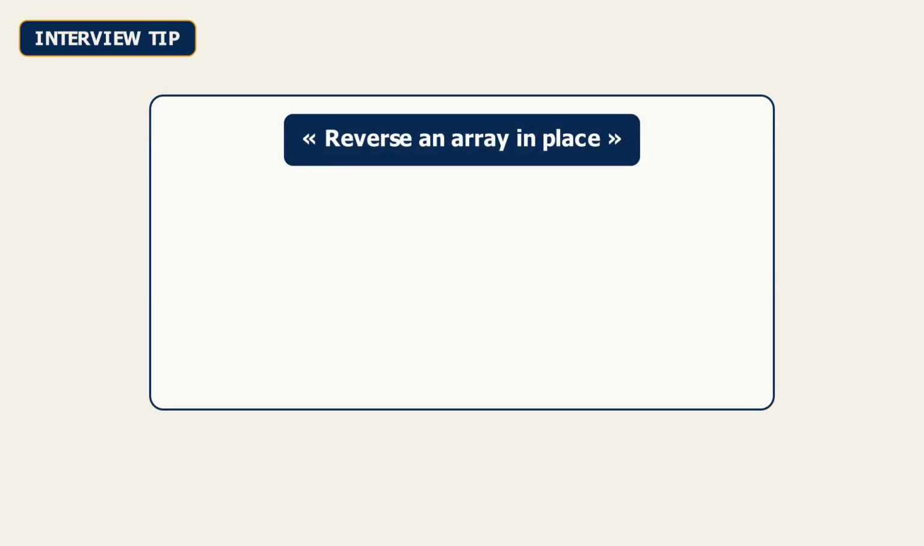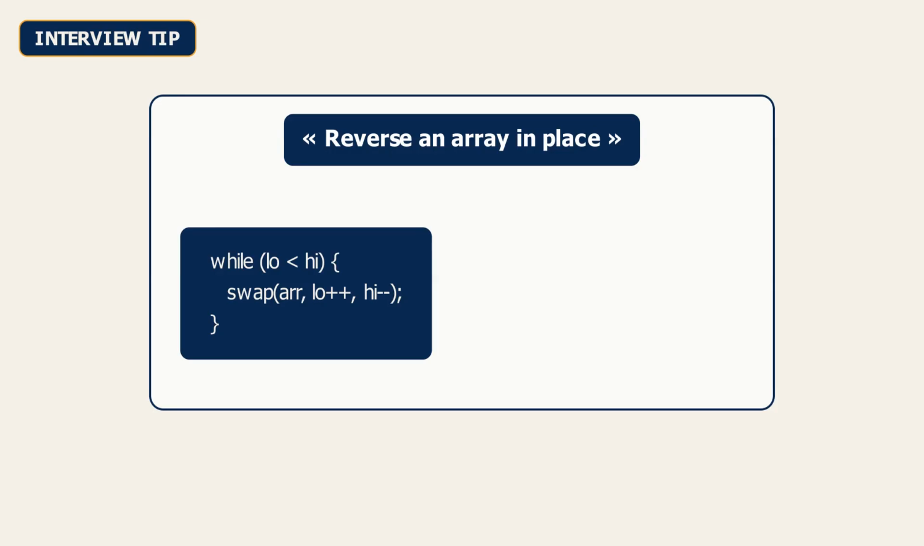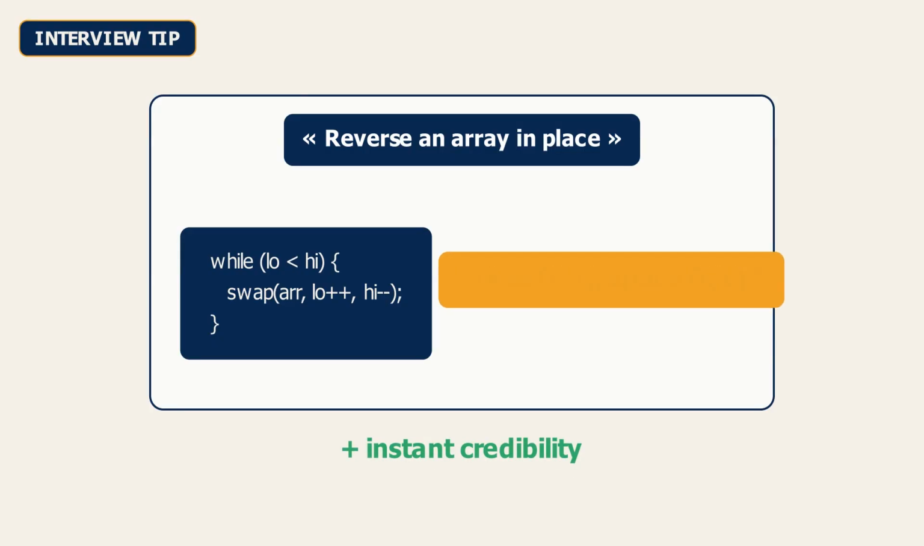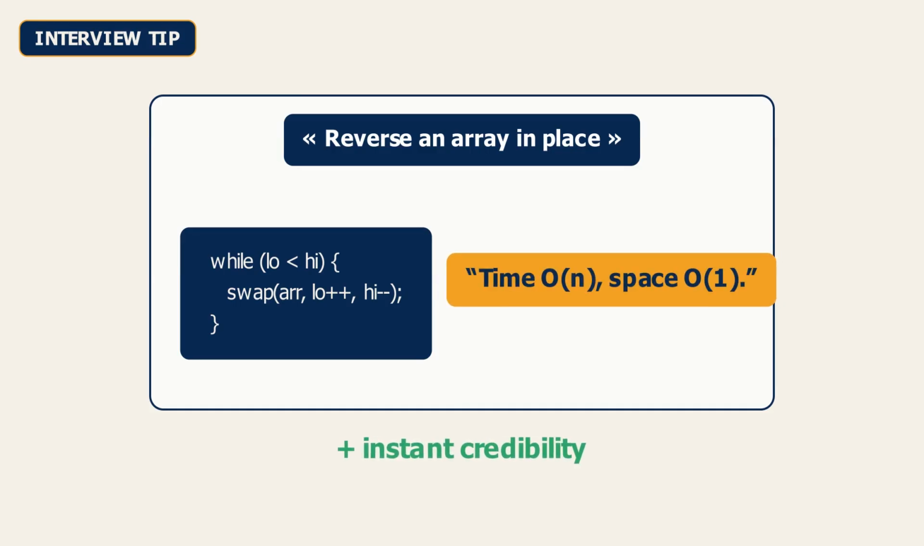Quick interview tip: never wait to be asked. The moment you finish writing a solution, state its time and space complexity out loud. This is O of n time, O of 1 extra space. Interviewers are trained to listen for it, and volunteering it unprompted is the cheapest credibility you will ever earn.